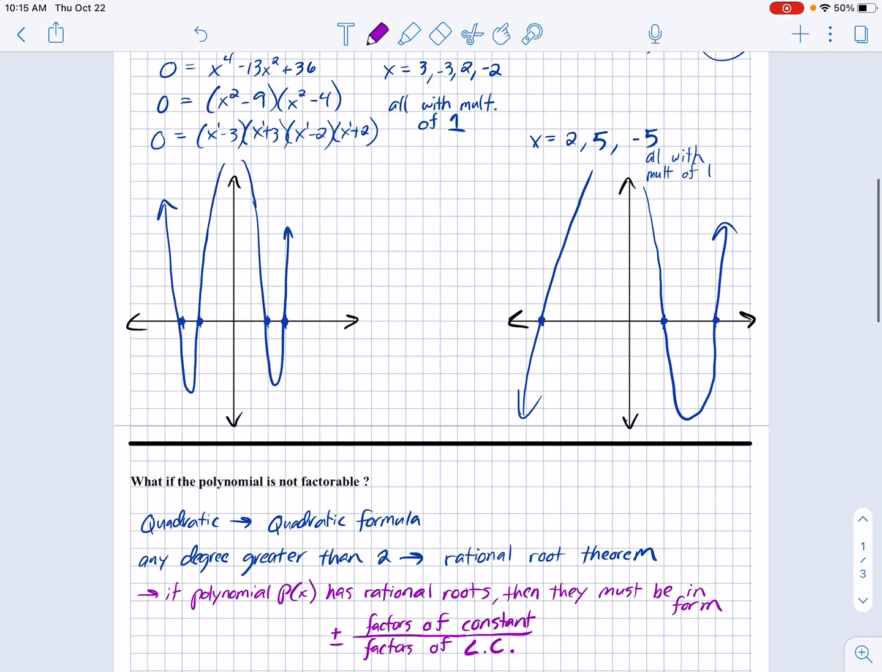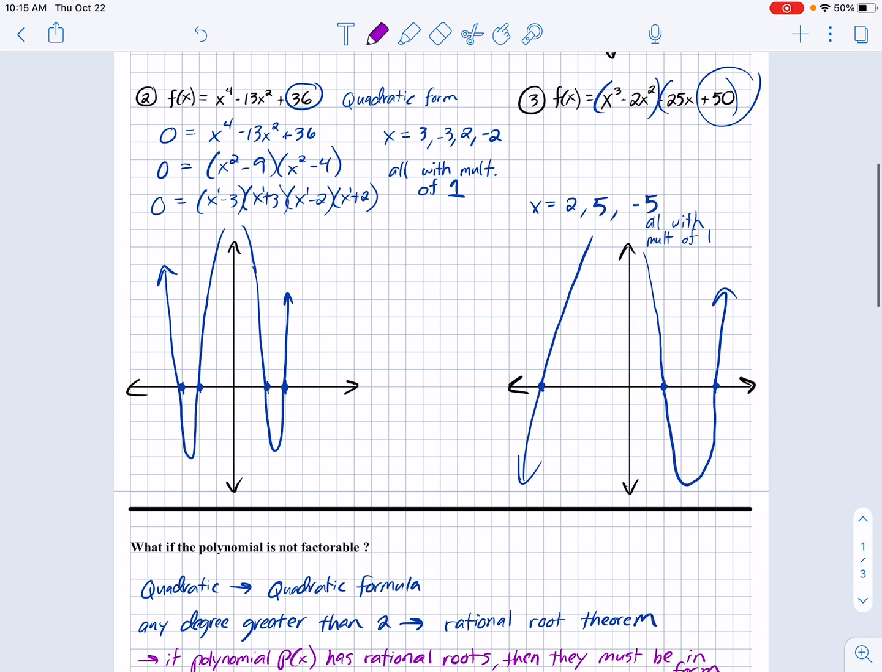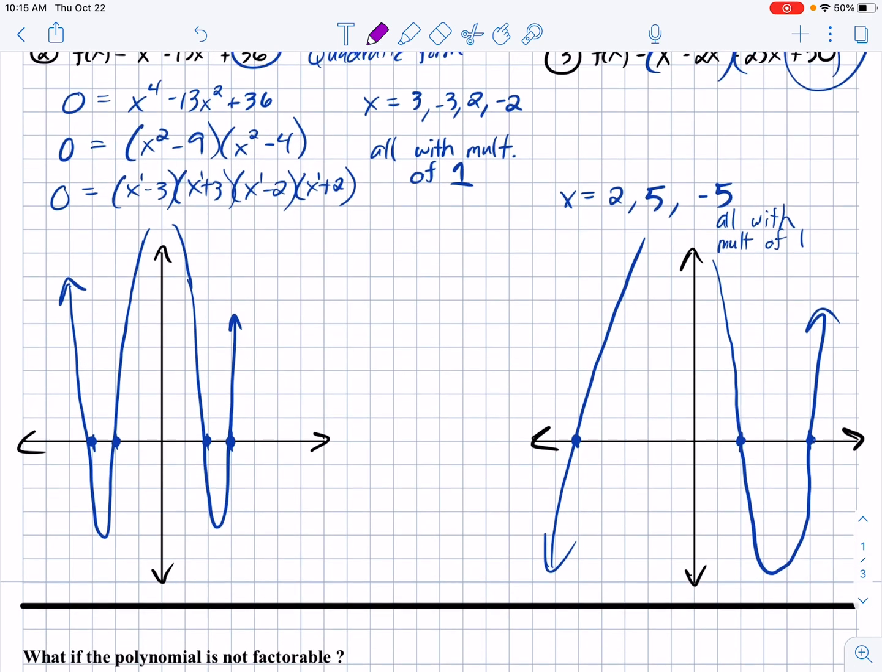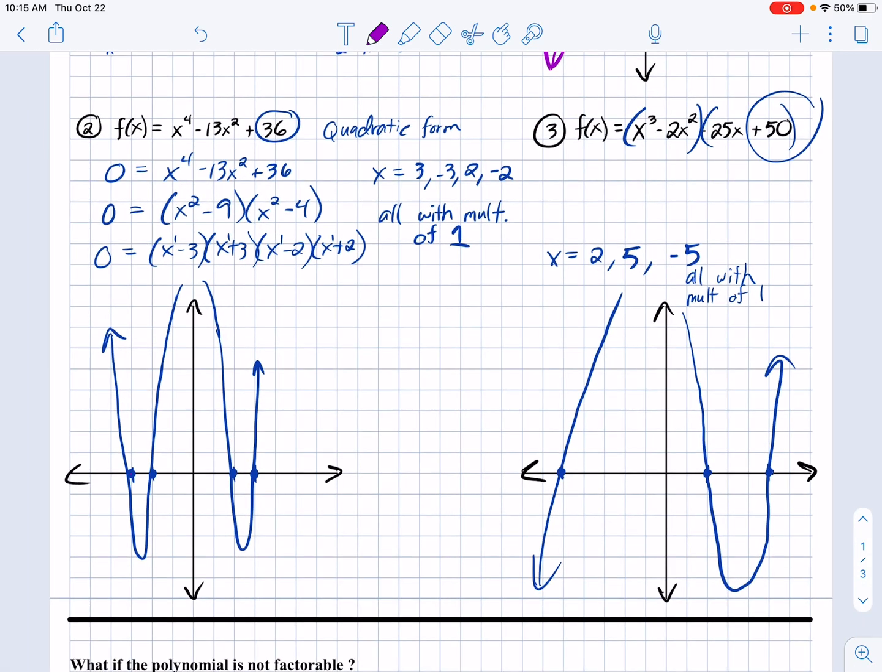Okay, and I just want to show you what I mean by that up on one of these previous examples. We clearly had real roots here. We had roots at 3, 2, -3, -2, +2, and +3. And if you look at the constant of 36 and the leading coefficient of 1, well, there's a lot of factors of 36, but 2 and 3 are definitely factors of 36 over 1. And as you can see, those were real roots here.